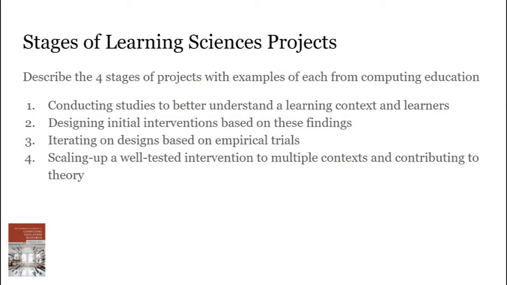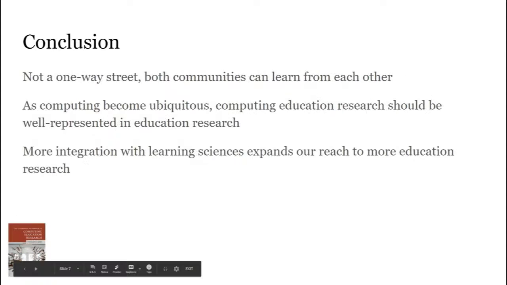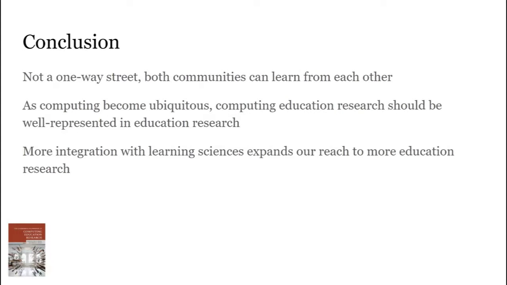In the final section, we talk about the 4 stages of learning sciences projects, starting with conducting studies to better understand learners and their context, designing initial interventions, iterating on those interventions, and scaling up to well-tested interventions in multiple contexts. We conclude by talking about ways to better integrate learning sciences and computing education research.